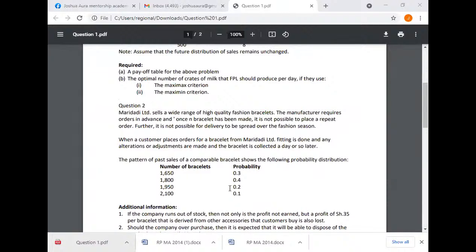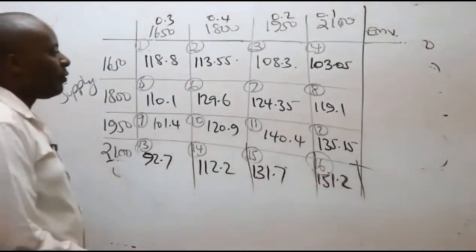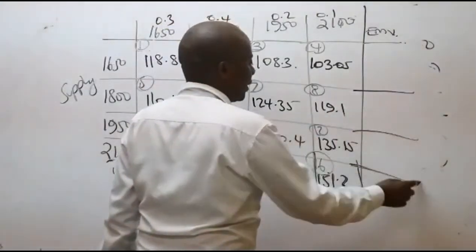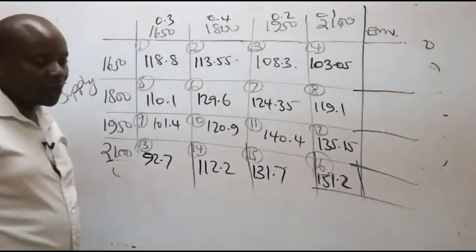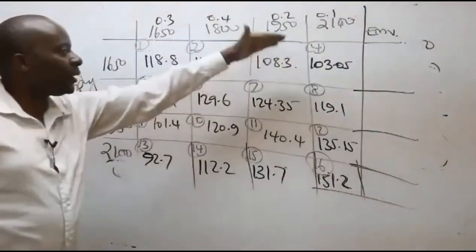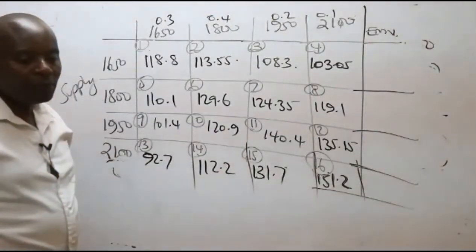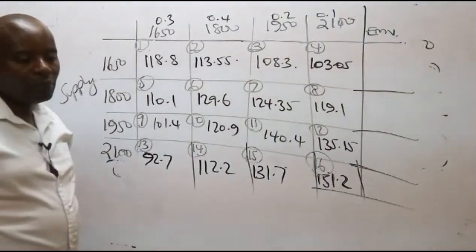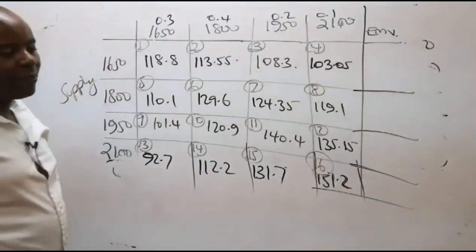So come here and give me expected monetary values. Kindly give us those figures very first. Expected monetary values. So how do we get this? We are taking this times probability plus. You give me an answer there. Expected profits or expected monetary value.